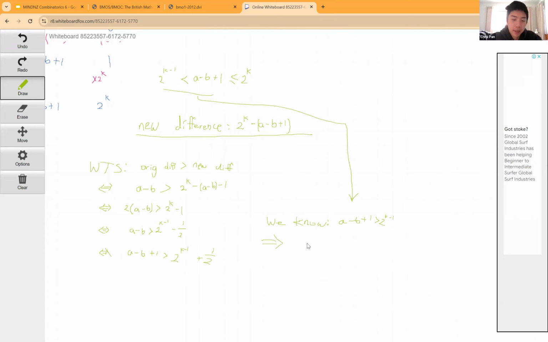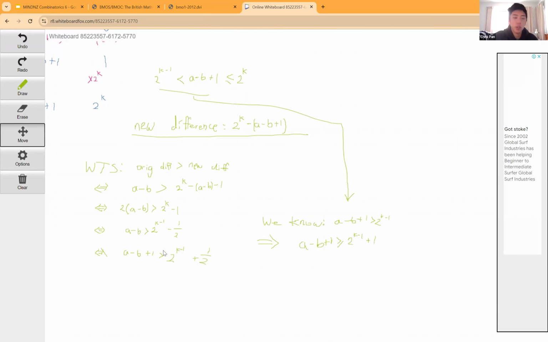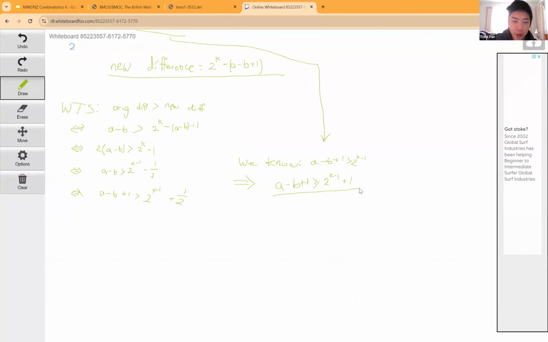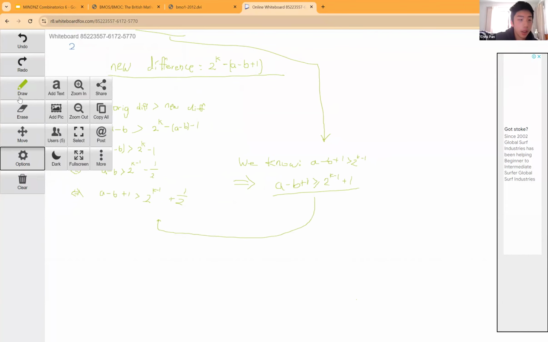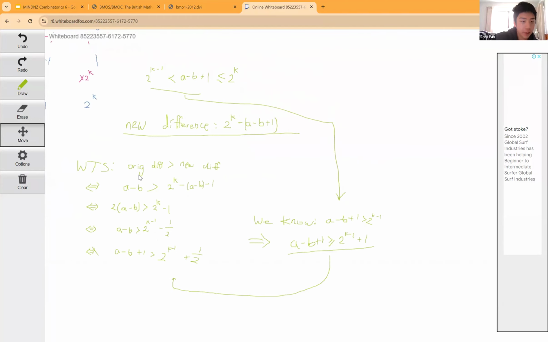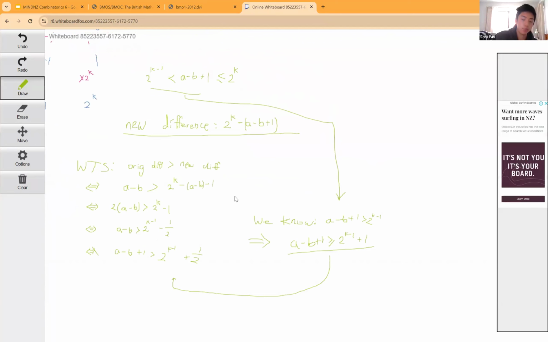But remember that these are integers. So when we have something that's bigger, we can actually make it bigger than or equal to 2 to the k minus 1 plus 1, right? Because these are integers. To be bigger than a number, you must be at least 1 more than it. Okay, great. So if it's bigger than or equal to 2 to the k minus 1 plus 1, it is certainly bigger than 2 to the k minus 1 plus a half. So this is true. Therefore, this entire chain of inequalities is true. Therefore, this inequality, the original difference is bigger than the new difference, is also true.